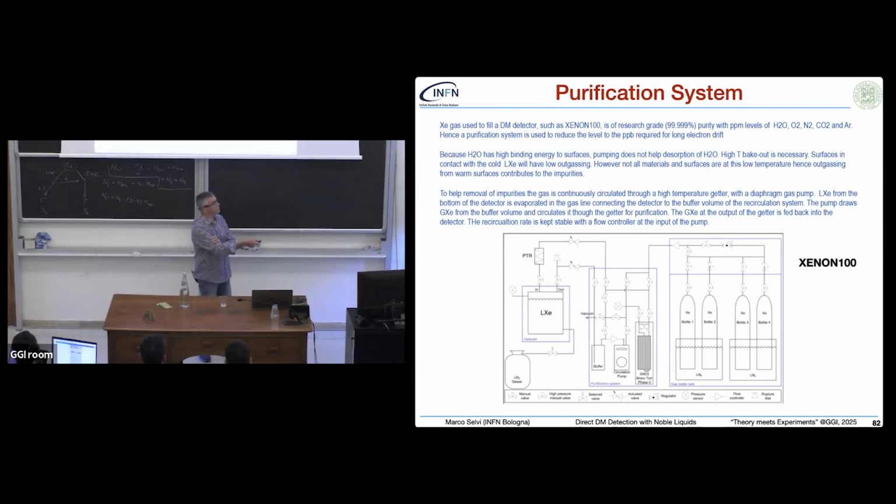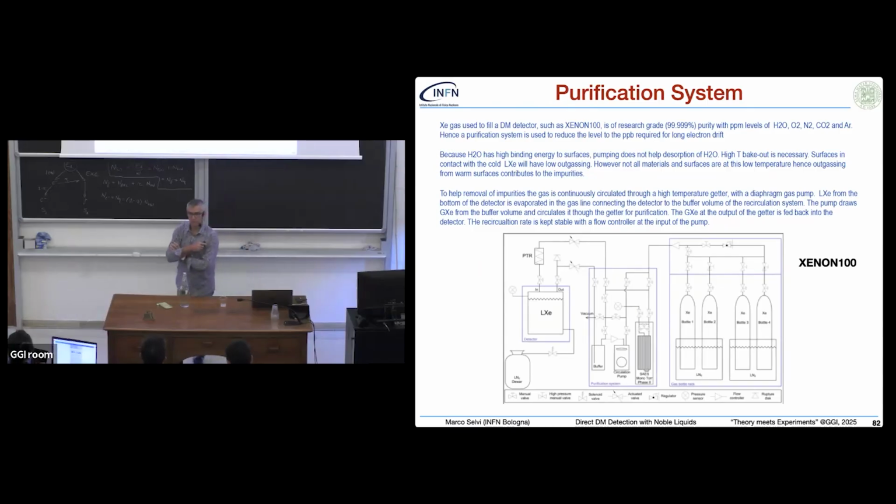This is the sketch done in Xenon 100, where we took out the vapor xenon from the top of the TPC, put it into a getter, then liquefy it again, and put it back in the detector.